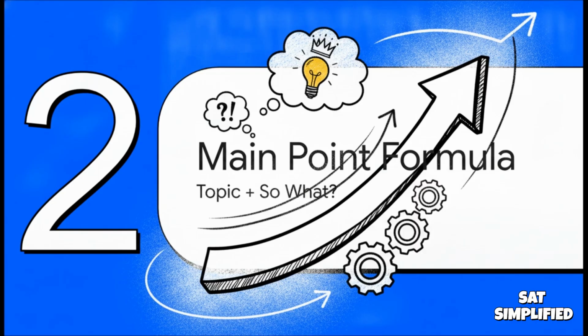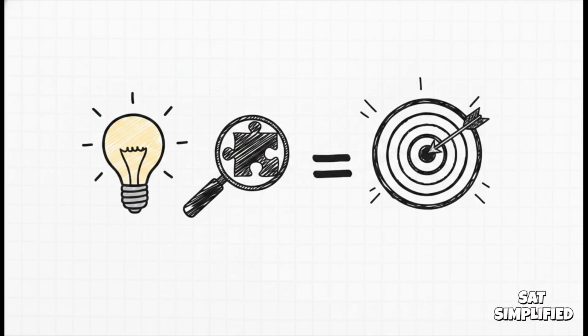Moving right along to Section 2, the main point formula. Finding the topic is great, but it's really just step 1. Now we need to upgrade that basic topic into a main argument. Here is your foolproof equation for reading comprehension. Topic plus so what equals the main point.